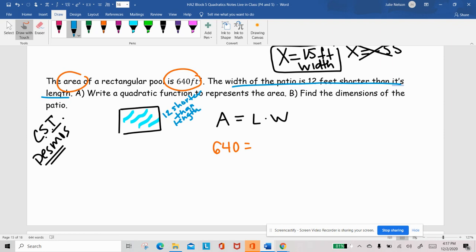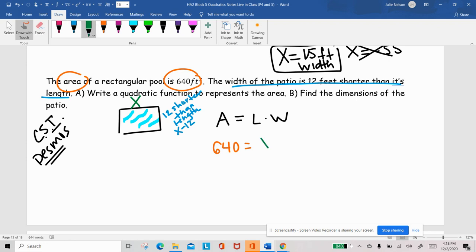Well, did they give us any information about length? I don't think so. I don't know what the length is. So what if I call the length x? So what would 12 shorter than the length be? Well, then that would be x minus 12, not 12 minus x, because the length is the longer side, so you have to do the longer side minus the amount to get the shorter side.